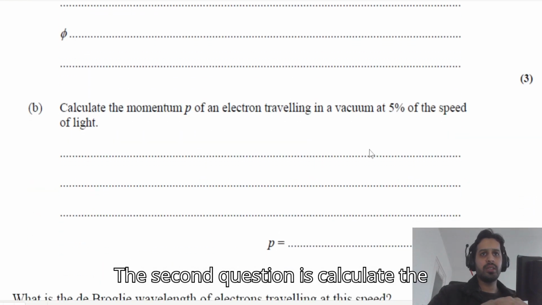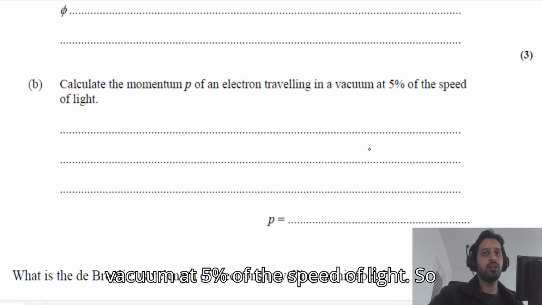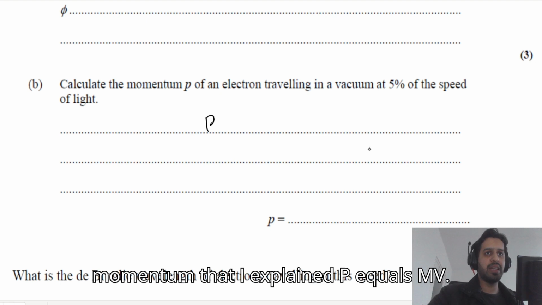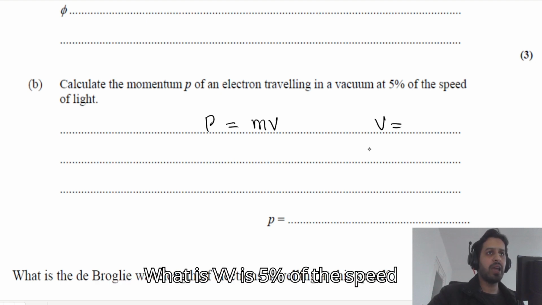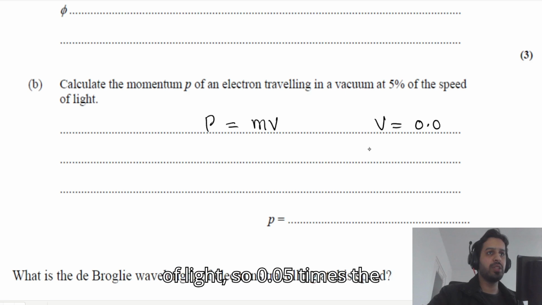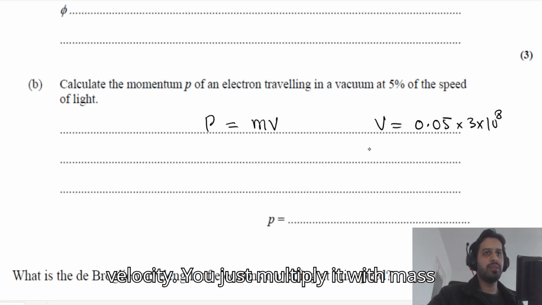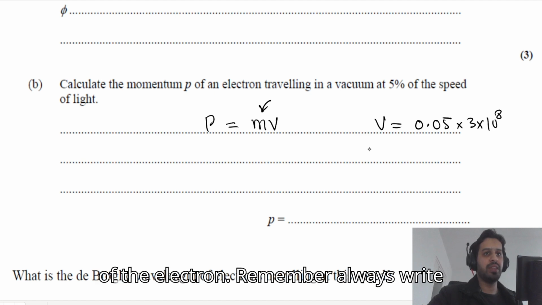The second question is, calculate the momentum of an electron traveling in vacuum at 5% of the speed of light. First of all, we look at the equation for momentum that I explained, p equals mv. What is v? v is 5% of the speed of light, so 0.05 times the speed of light, 3 times 10 to the 8. This is the velocity. You just multiply it with the mass of an electron and you will get the momentum of the electron.